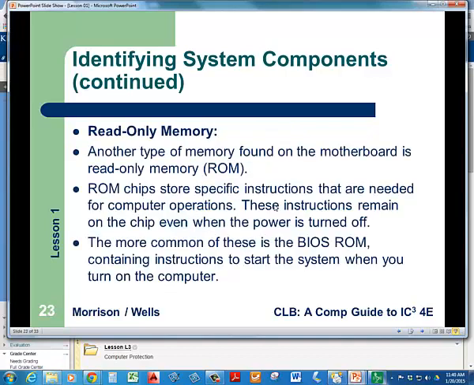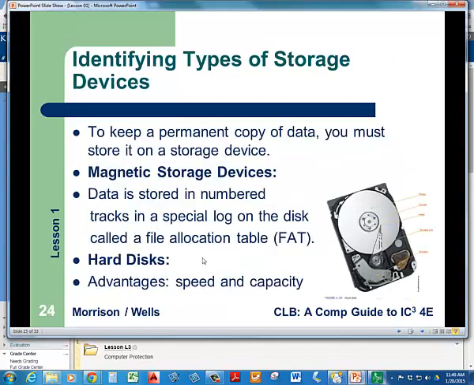Then you have a memory in your computer called read-only memory, and it's there permanently as long as the battery in your motherboard doesn't die. So the ROM stays there, and it's read-only, the BIOS ROM. It contains instructions for your computer, telling it how to start up, what's connected, and how to behave.